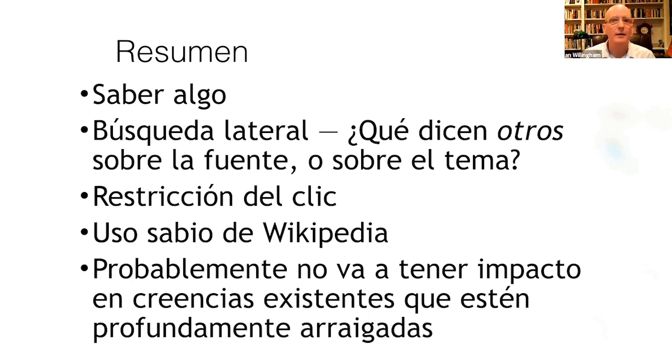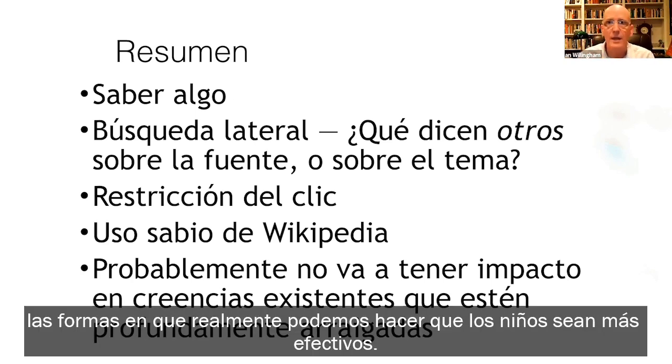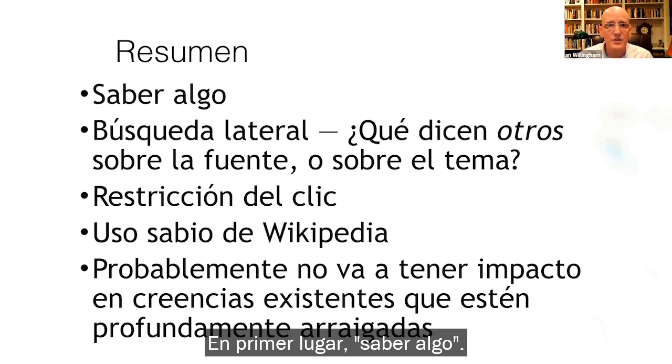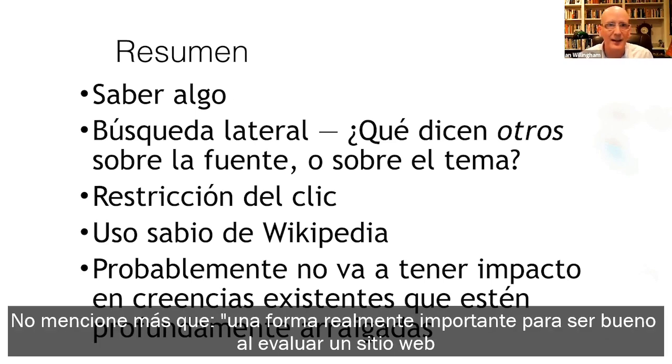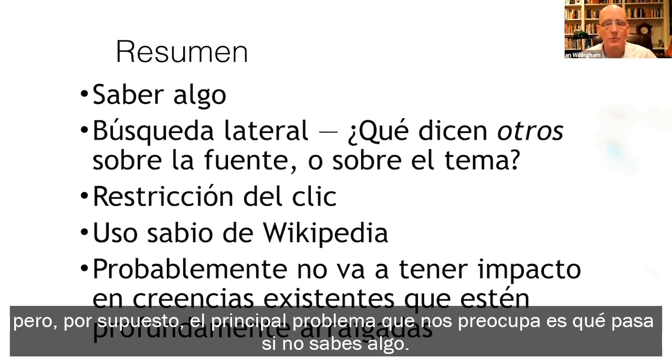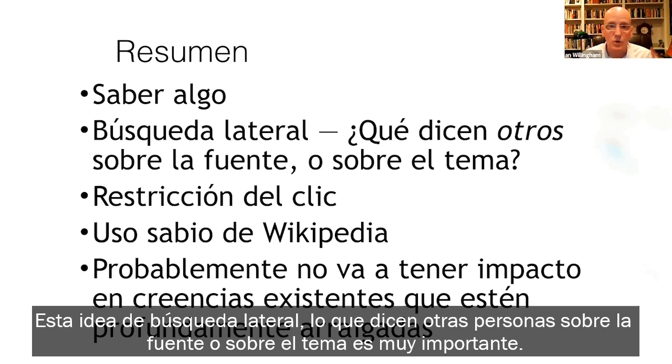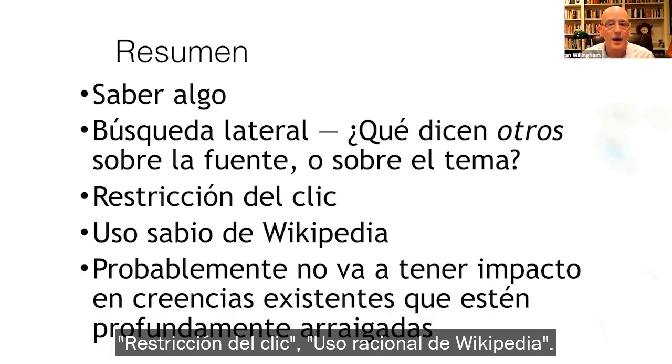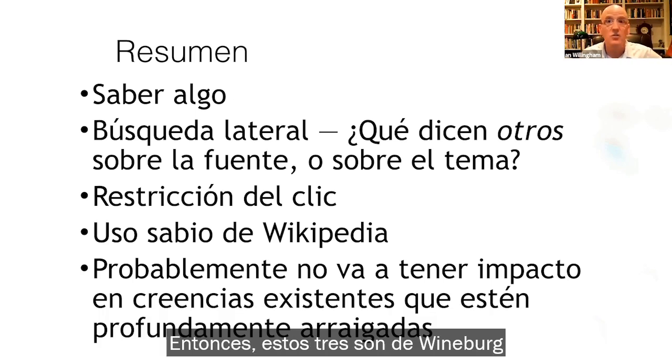So in summary, the ways that we can really make kids more effective, first and foremost, know something. I haven't mentioned that other than to say that's a really important way to be good at evaluating a website, is knowing something about the content. But of course, the main problem we're concerned with is, what if you don't know something? This idea of lateral search, what do other people say about the source or about the topic? Very important. Click restraint, wise use of Wikipedia, right? So these three, all from Weinberg.